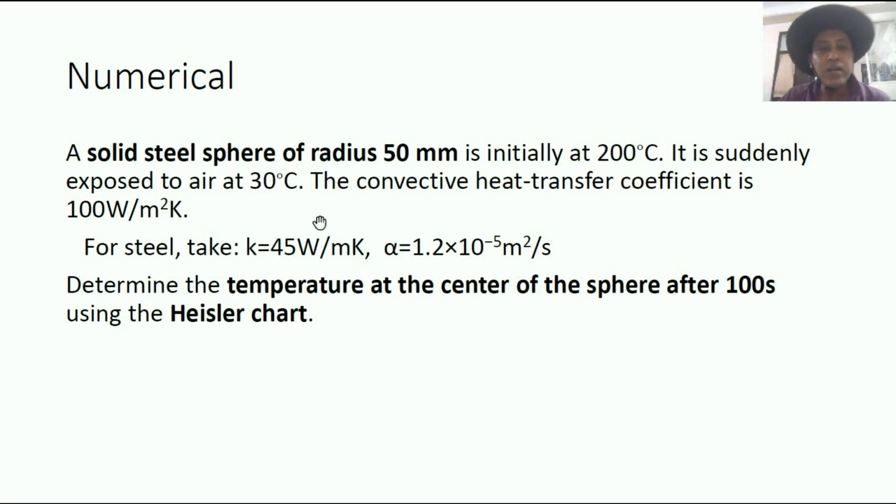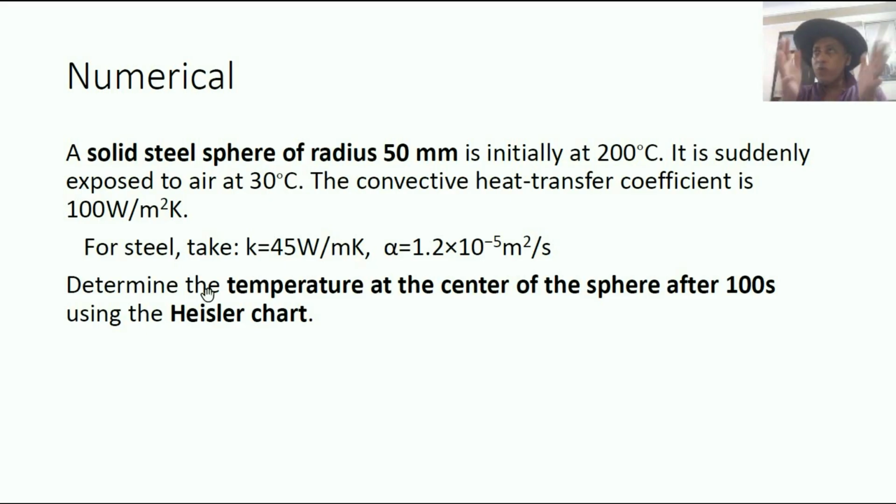The convective heat transfer coefficient is 100 watt per meter square Kelvin, the thermal conductivity of steel is 45 watt per meter Kelvin, and the thermal diffusivity alpha equals 1.2 into 10 to the minus 5 meter square per second. This is the data given. The question is: what will be the temperature at the center of the sphere after 100 seconds?